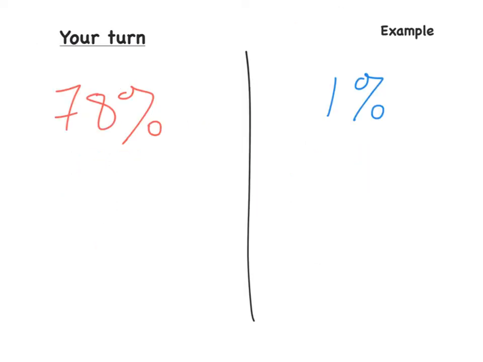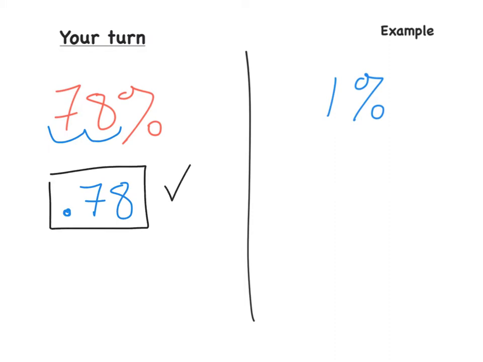So now it's your turn. What I want you to do is pause the video and change these percents into decimals. Unpause the video when you're ready to see what I've done. Alright, so if we have 78%, remember our decimal point is after the 8 over to the right. All we have to do is move the decimal point 2 spots to the left. When we do that, we end up with 0.78 or 78 hundredths.